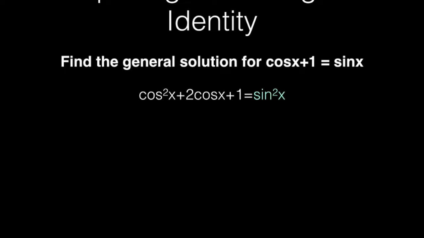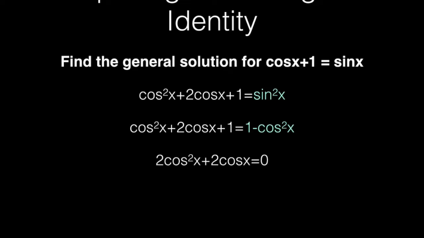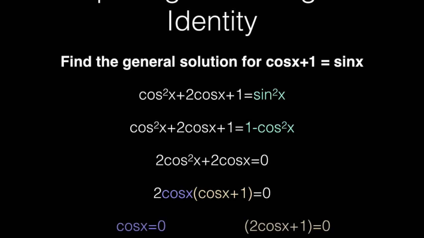Now we look at this equation and we have sine x and we also have cosine x. And if you notice, we have a sine squared x. If we want to make all the terms in terms of cosine, we can use the Pythagorean identity by rearranging it and replacing sine squared x with 1 minus cosine squared x. Now we move all the terms to one side and we get 2 cosine squared x plus 2 cosine x is equal to 0. Then we factor out the cosine and the 2, so we get 2 cosine x times cosine x plus 1 is equal to 0. We set cosine x equal to 0 and cosine x plus 1 equal to 0.